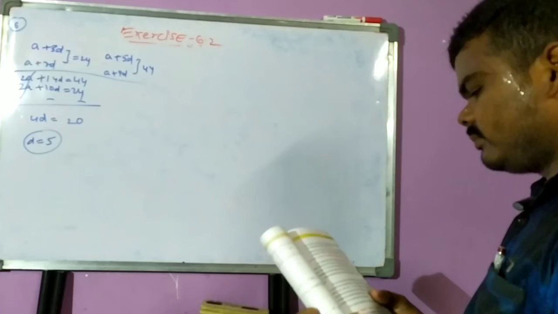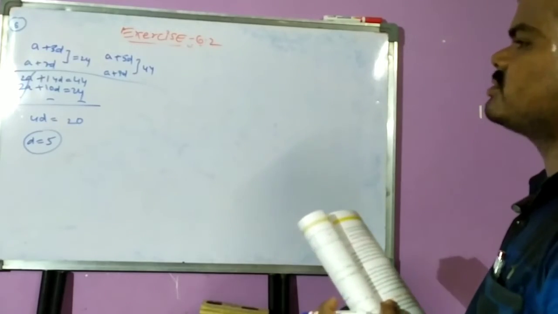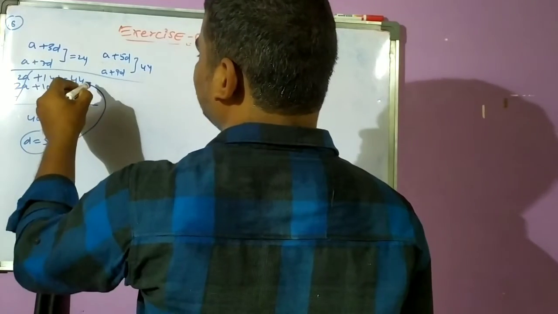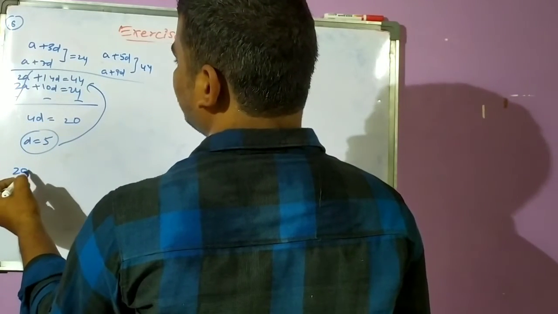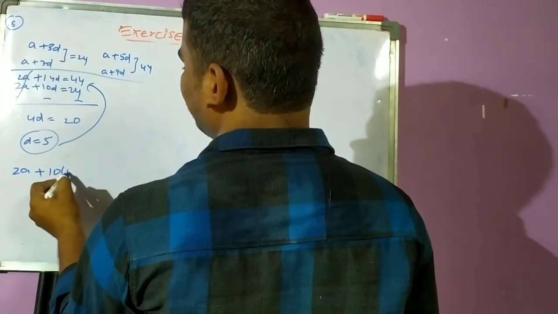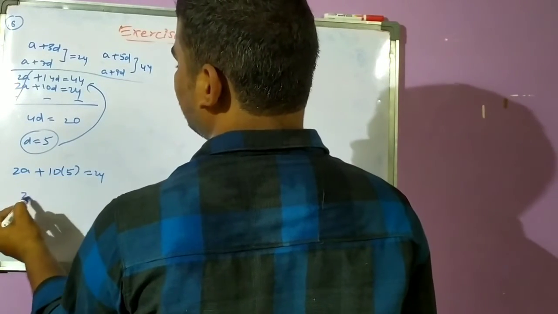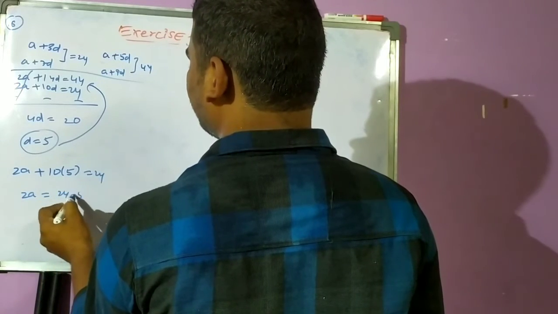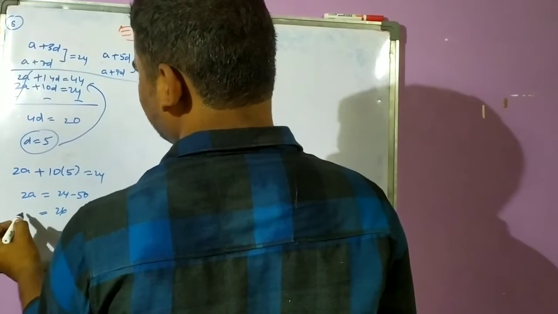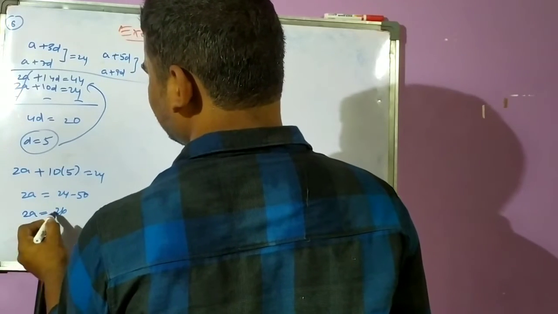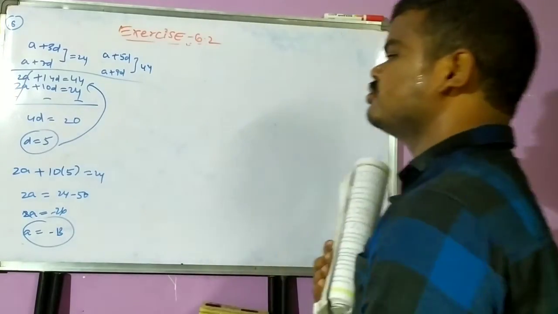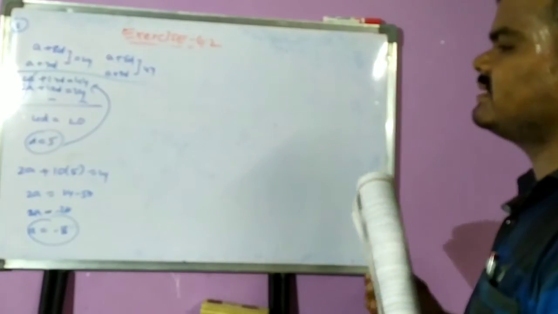Now find the first 3 terms of the AP. Substitute this value in this equation. 2a plus 10 into d value, which is 5, is equal to 24. 2a is equal to 24 minus 50, which is minus 26. So a is equal to minus 13. A is equal to minus 13 is the first term.